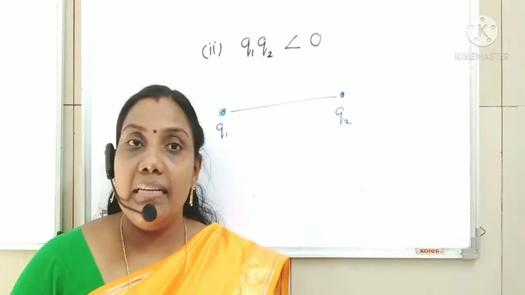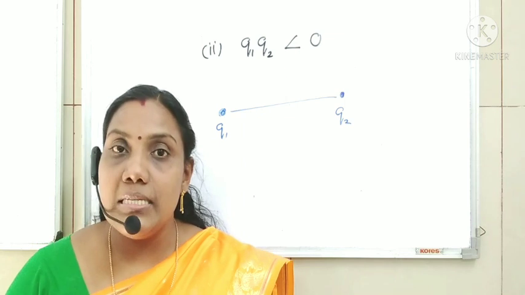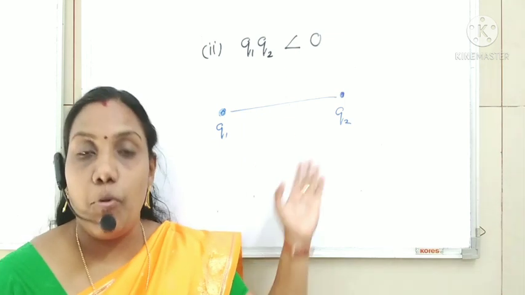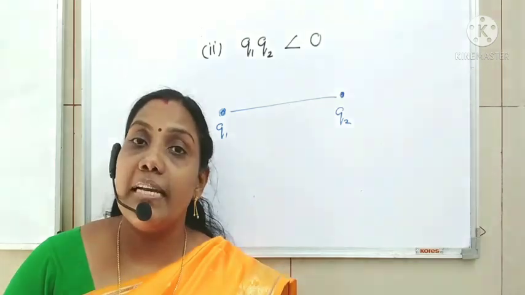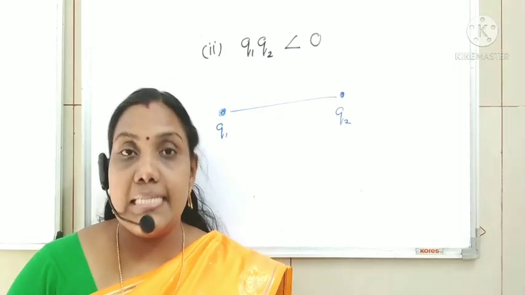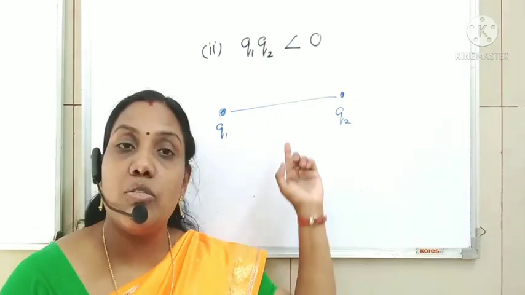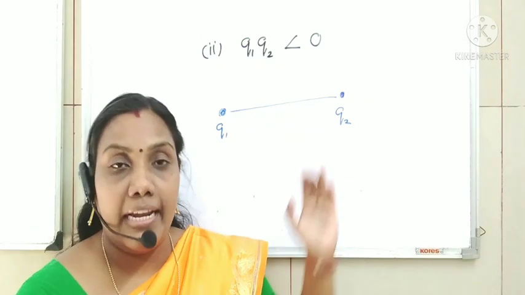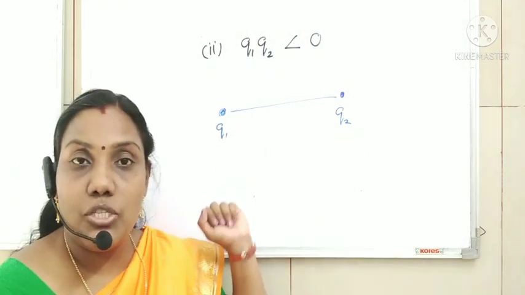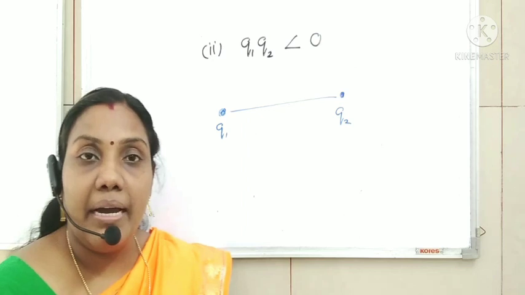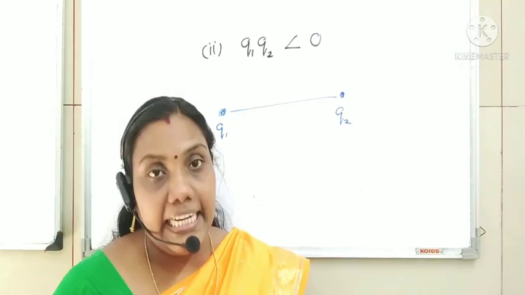Now we can see the second case, Q1 Q2 less than 0, which means one charge is positive and the other charge is negative. If one is positive and the other is negative, then Q1 into Q2 will be negative, isn't it? So Q1 Q2 less than 0 means one charge is positively charged and the other is negatively charged. Here are the two charges Q1 and Q2 separated by a distance r.